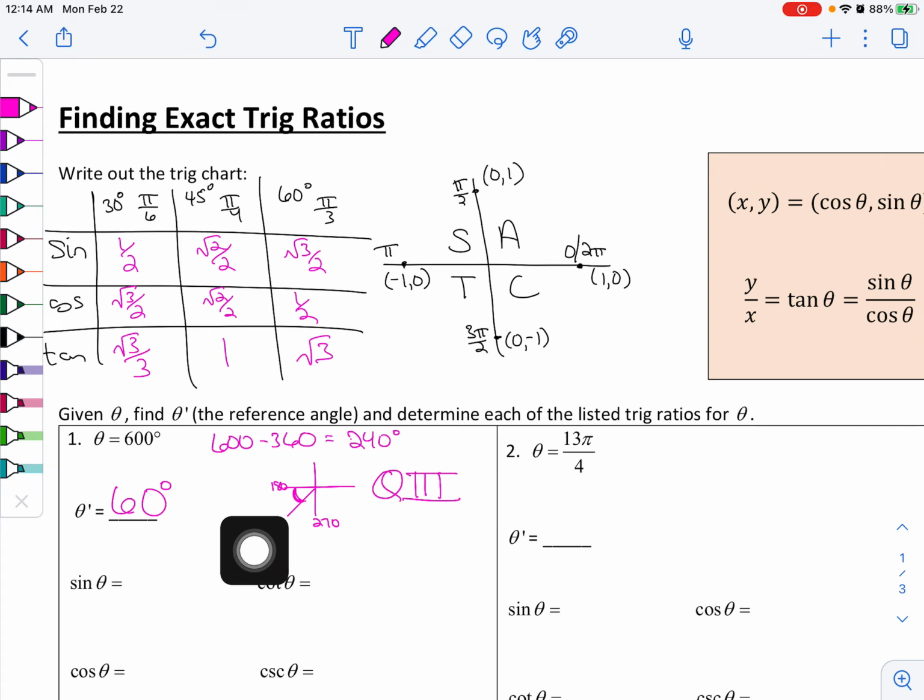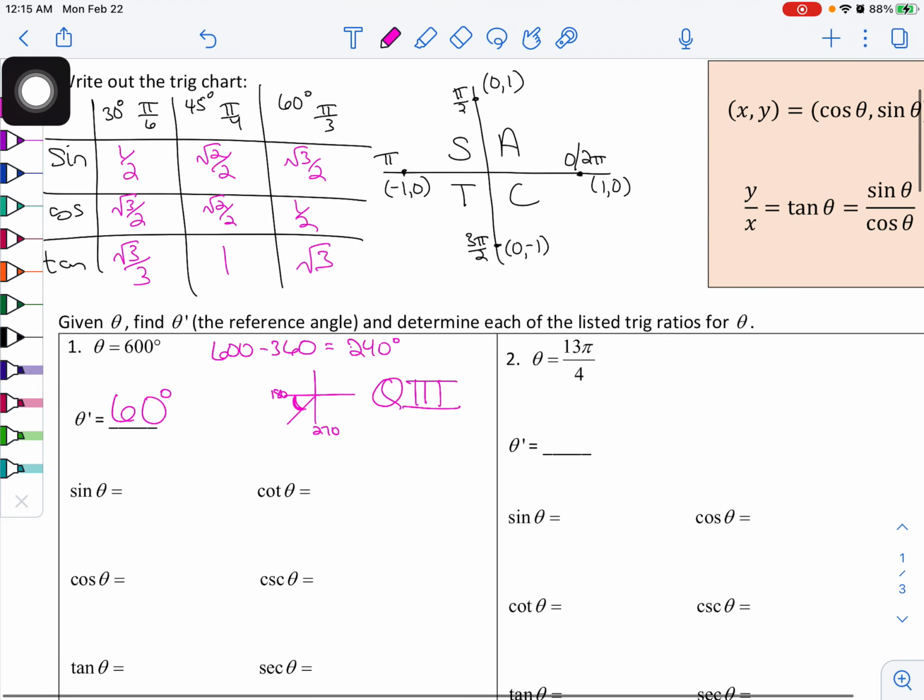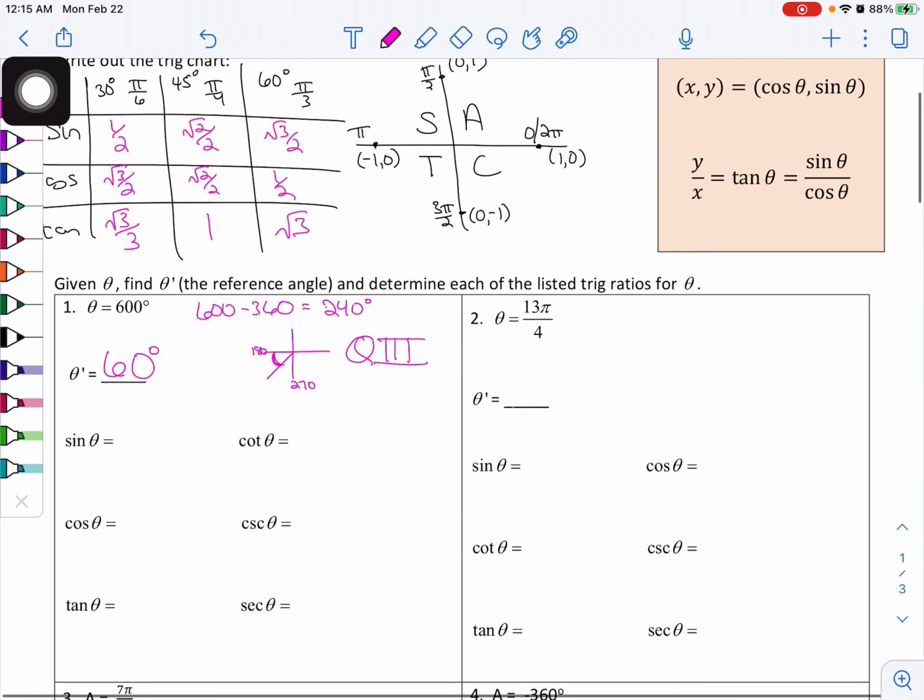Once I knew that coterminal angle, I just did a quick sketch to figure out what quadrant it's in. And then from my quadrant, marked that, I can also figure out what my reference angle is. All right, and this reference angle is what's going to help me figure out the actual trig values. So 60-degree angle, I know these pieces of information because they're written right here. So let's go ahead and use those.